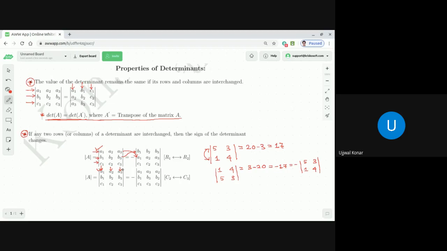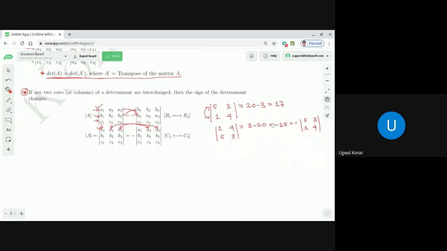A3, B3, C3, which is the third column of the left hand side determinant, becomes the second column in the right hand side determinant. And the second column in the left hand side determinant becomes the third column in the right hand side determinant. Then what we'll see is that the value is actually getting negated, because the value becomes negative. Correct, dear students? So we have learned so far about two properties.